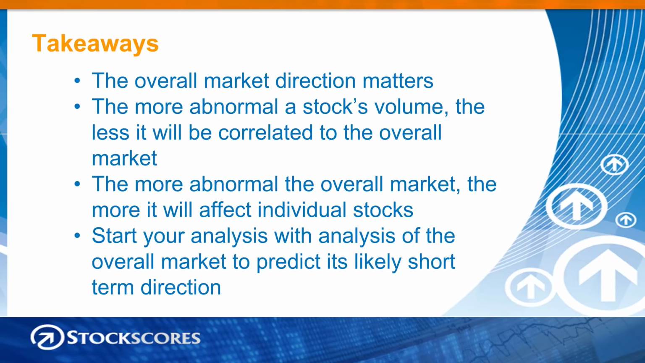Now, I will tell you that the more abnormal a stock's volume, the less it will be correlated to the overall market. So if you have a stock that's trading 10 times what it would normally trade in terms of volume, it's not going to be so correlated to the overall market. Most stocks always have some correlation to the market, but the more abnormal ones are moving on their own story. It doesn't matter so much whether the market is going up or down. By the same token, however, the more abnormal the overall market, the more it will affect individual stocks.